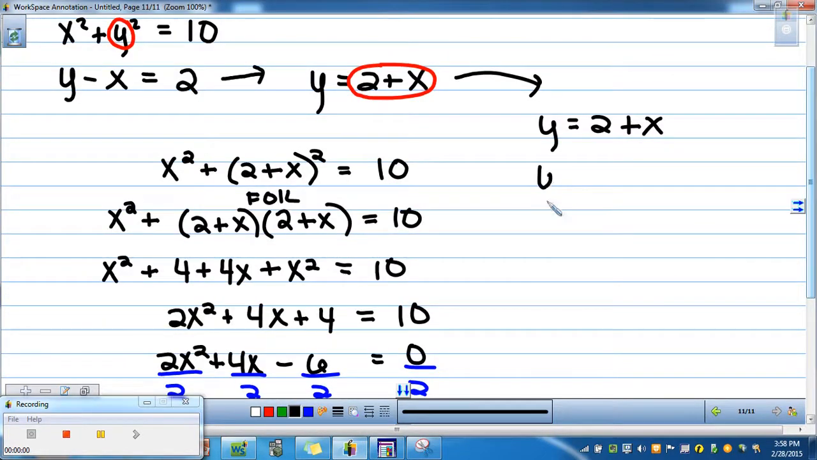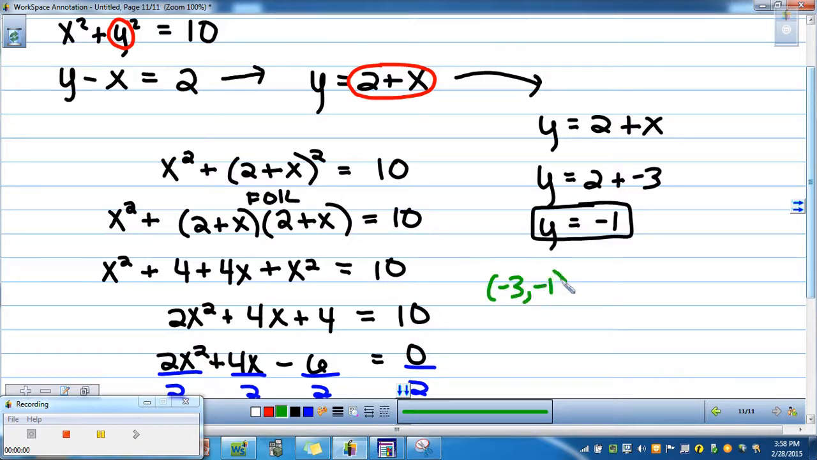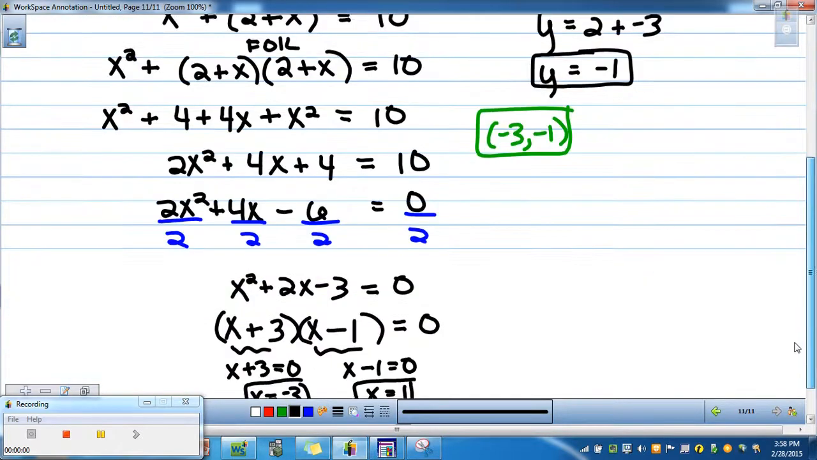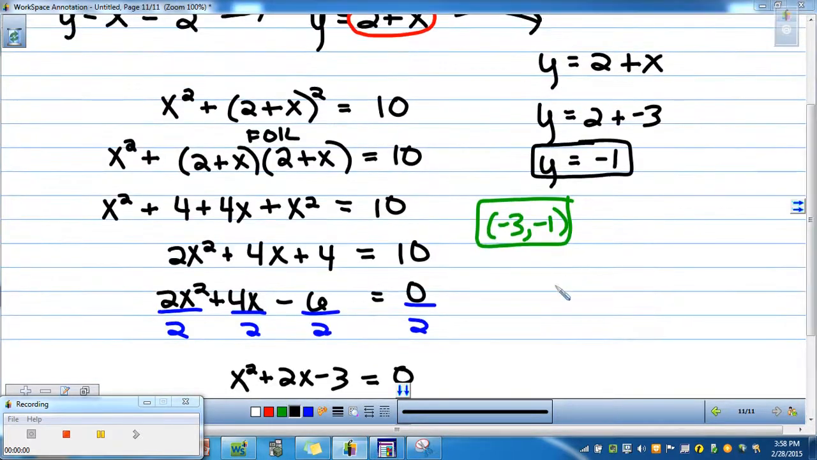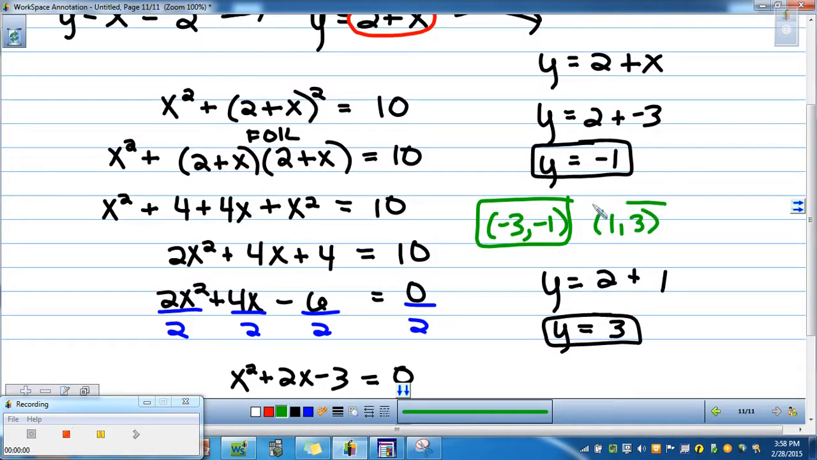So let's plug in -3 for x. We get y equals -1. So one of our solutions will be -3, -1. When we plug the other answer in, x equals 1, we get y equals 3. 1, 3 will be the other solution.